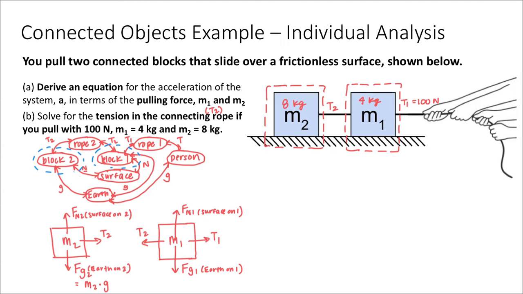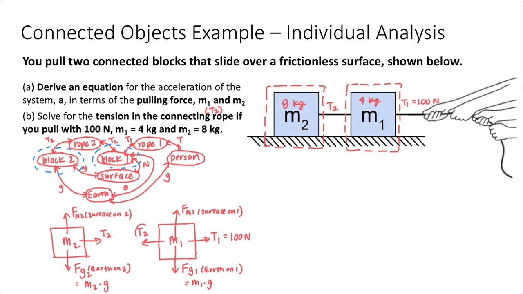Then for block 1, there are four forces. The normal force pointing up, the gravitational force pointing down, which is equal to m1 times g. Then the tensional force in the rope by the pulling of the person, which will be 100 newtons we were given in this problem. And then tension 2, which is the same tension in the connecting rope as it is on block 2.